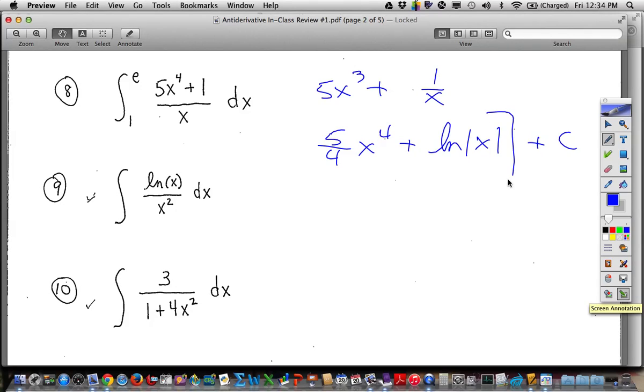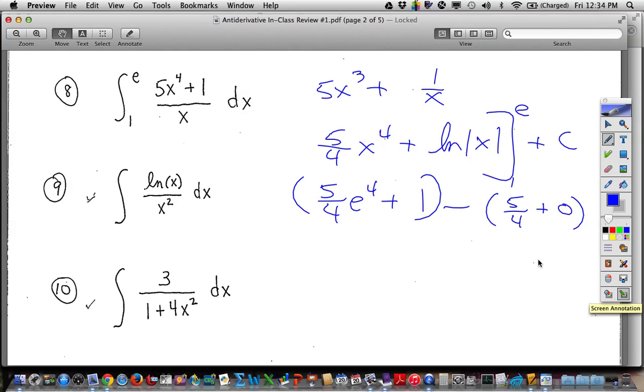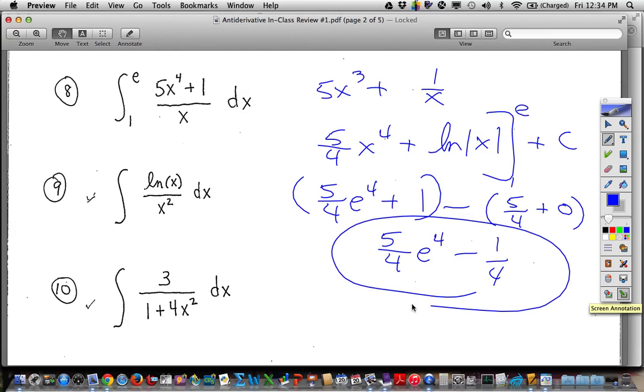Oh, it's not a plus c, though, I guess. Then we'll put our 1 and our e in. Also keep in mind, no calculator, so if you plug an e in, you're going to have 5/4 e to the 4th, ln e is 1, minus, and then you put a 1 in, you're going to have 5/4 ln 1 is 0. Then you should simplify that, right? You can't simplify this, but 1 minus 1 and a 4th would be minus a 4th. So you should simplify that down to something like so.